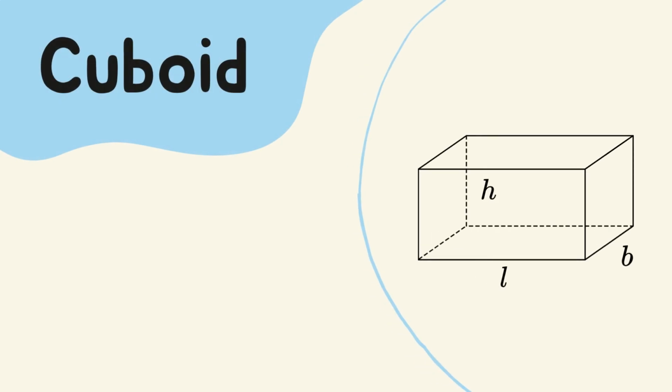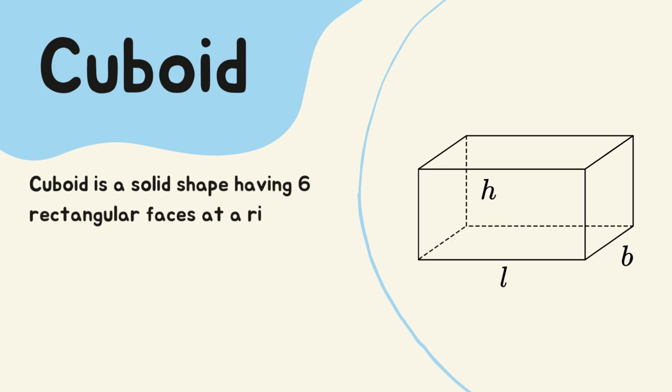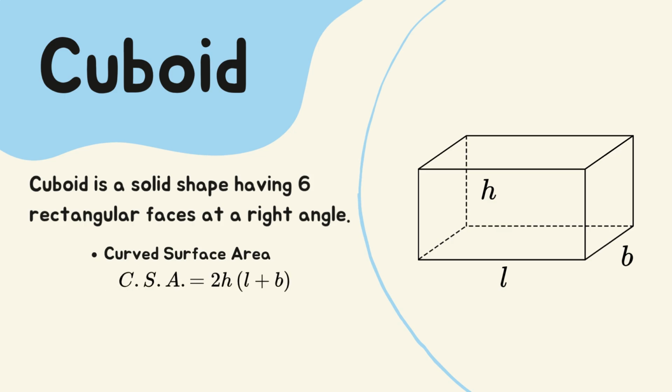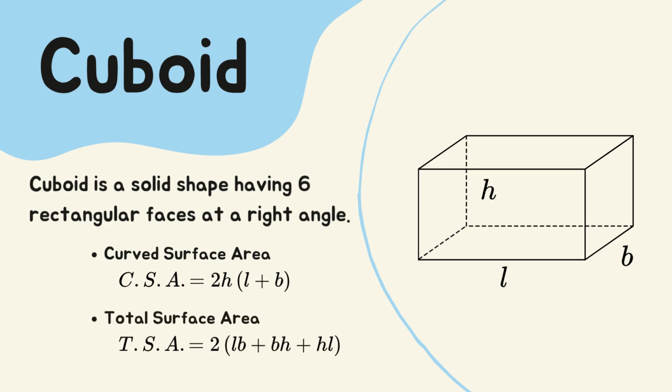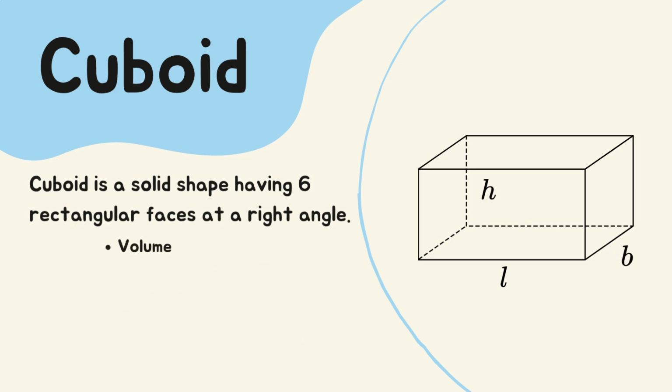Now, let's discuss the cuboid. A cuboid is a solid shape having 6 rectangular faces at right angles. The curved surface area can be calculated using the formula CSA equals 2H times (L plus B), and the total surface area can be calculated using the formula TSA equals 2(LB plus BH plus HL). Let's look at the volume of a cuboid. The volume is calculated using the formula V equals LBH.